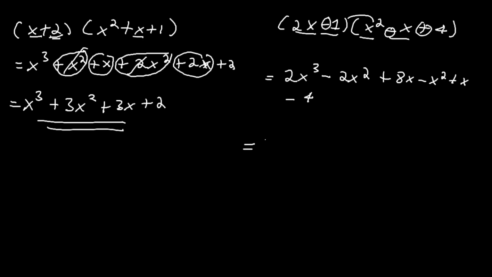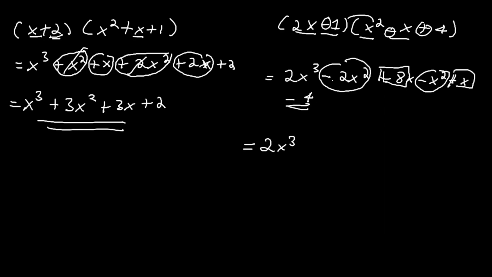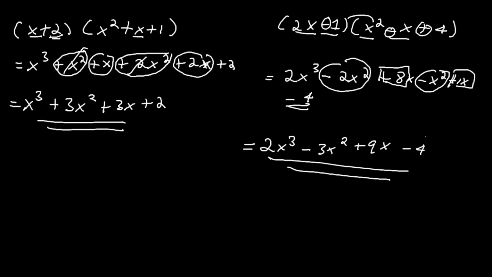Let's go ahead and look for like terms. Here we have a like term. Over here we have another like term. This one is a like term with this one. And this is just a constant. So negative 2x squared minus x squared. We will add these two negative numbers. So we will end up with negative 3x to the second power. Now 8 plus 1 is 9x. And then we rewrite negative 4, the constant over here. This is our final answer.